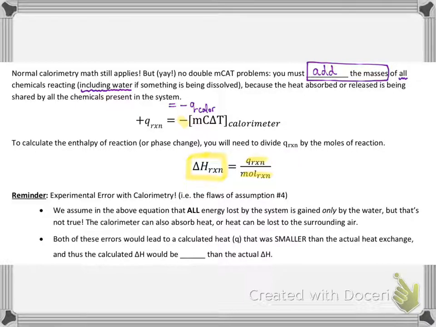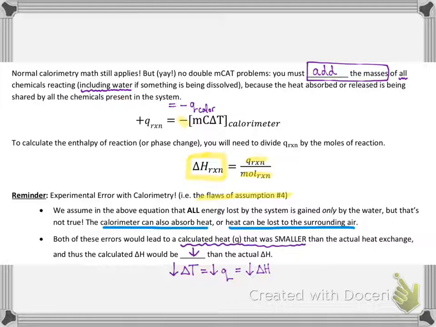Now, remember how I was talking about lab error? Well, turns out almost all the lab error with calorimetry comes from the flaws in assumption number 4. That whole thing about saying heat is not lost to the surroundings. Yeah, it is. So, the calorimeter itself can actually absorb some of your heat, or the heat can be lost to the surrounding air. Both of these errors would make your calculated delta T, your change in temperature, less, which would lead to a smaller calculated energy change, smaller Q, and thus delta H would be smaller when you calculate it than it should be.